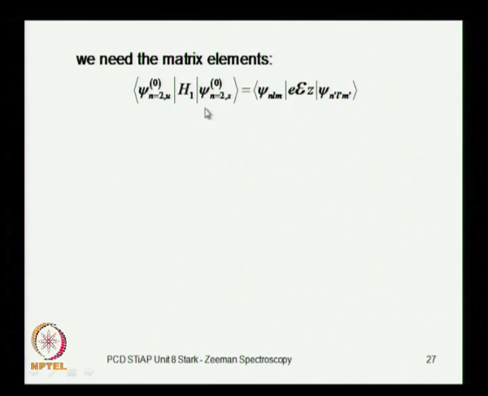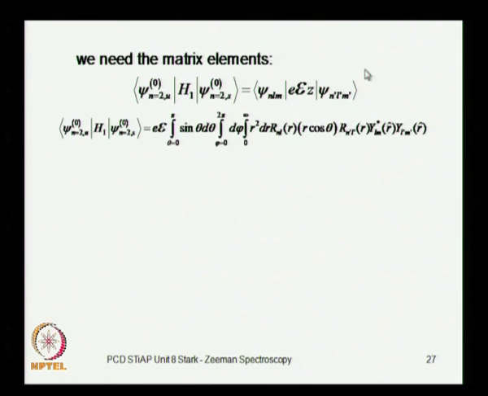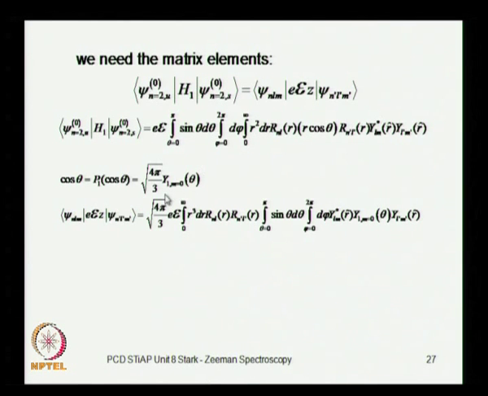Okay. And you need to determine these matrix elements, and now you can put in the exact explicit expression for the perturbation Hamiltonian, which is this eEz, and you have to get this. This is the overall integral that you must determine. So, this integration is a space integration over all values of r, theta and phi, phi going from 0 to 2 pi, theta going from 0 to pi, and r going from 0 to infinity. So, you separate the radial part and the angular part, and carry out the integration.